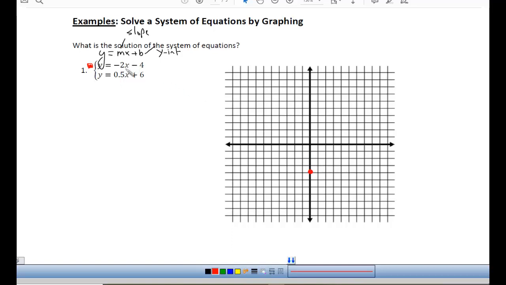And then I use my slope of negative 2. That's a rise over run, so that means I go down 2 and over 1. We always run to the right: down 2, over 1. Once I have 2 points, I have enough to make my line, and it looks something like that.